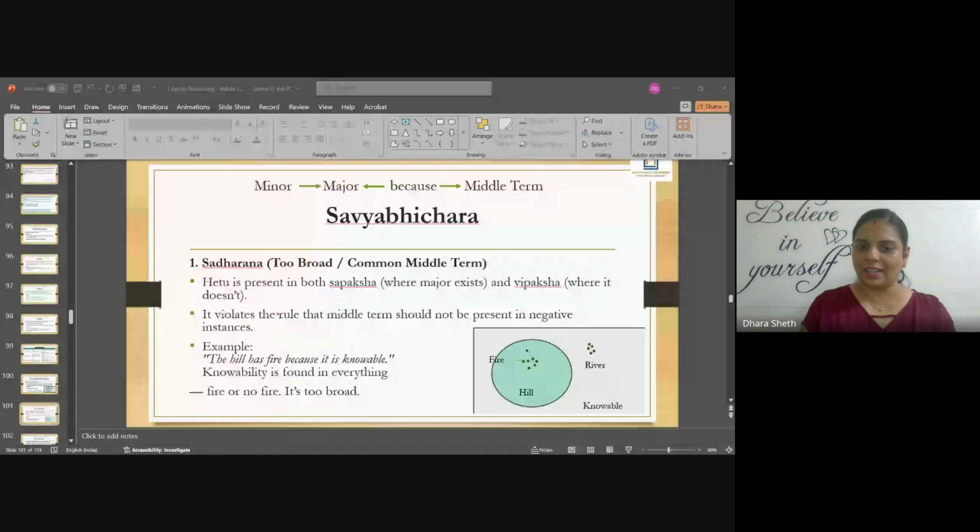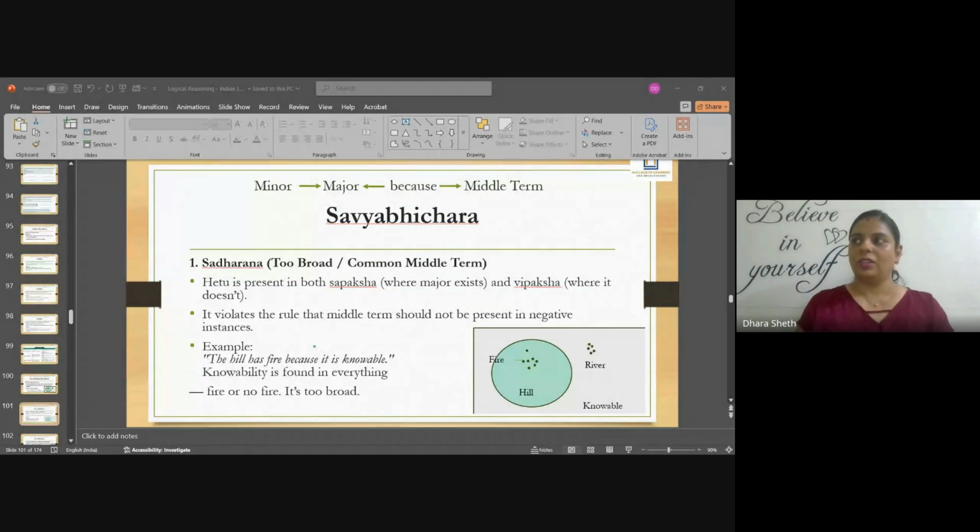That is sadharan. It is present in sapaksha here, but it is also present in vipaksha. It is present where the subject is. It is also present where the subject is not there. So there is a rule: the absence of middle term, where there is absence of major term or absence of minor term, where the reason should not be there.